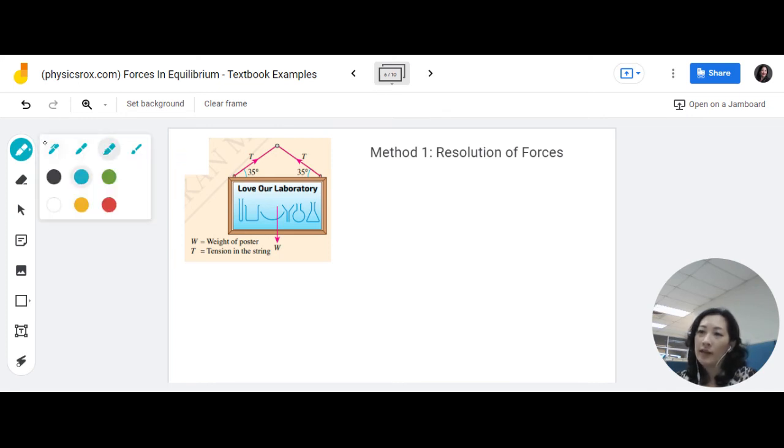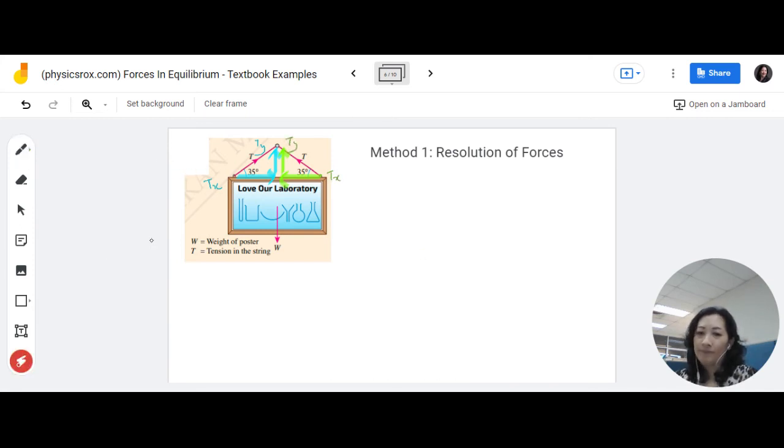I'm going to use different colors for clarity. The left triangle here is blue. I'm just using a thicker marker so that it's clearer. This will be our Tx and Ty. And the right triangle, we'll use green. And this will be our Tx and Ty. Now, because the values of T are equal, this means that both Tx's will be equal and both Ty's will be equal. Let's look at Tx first.